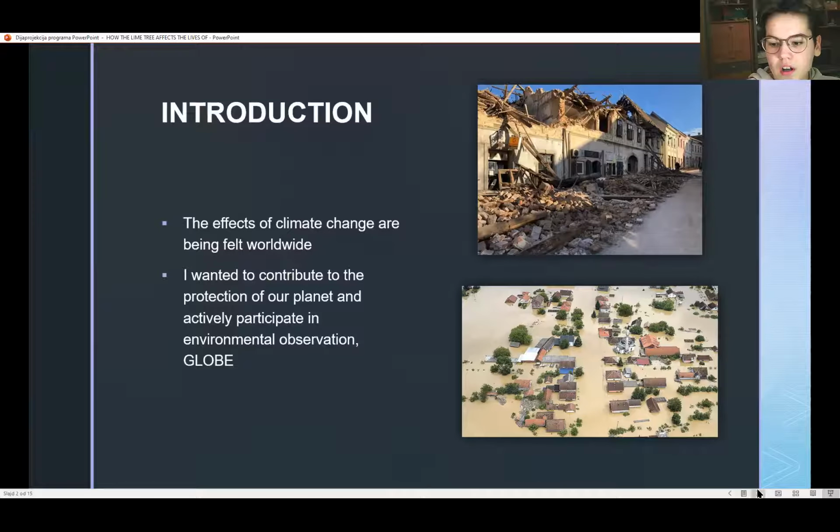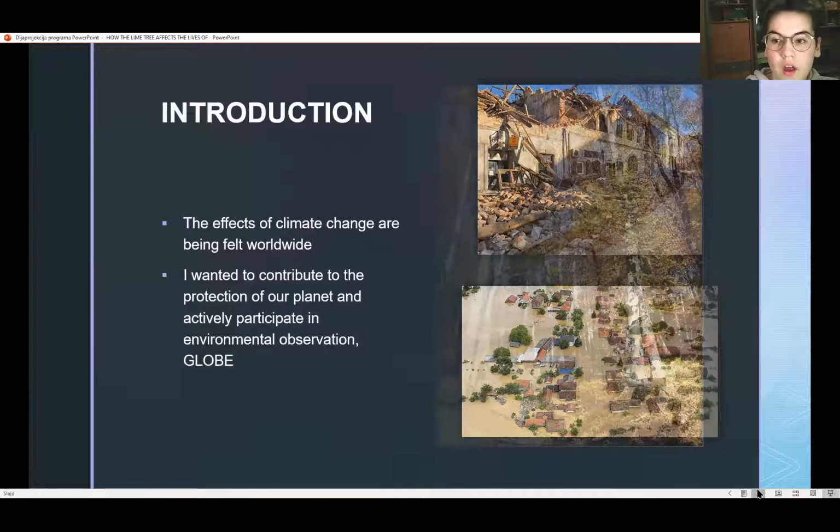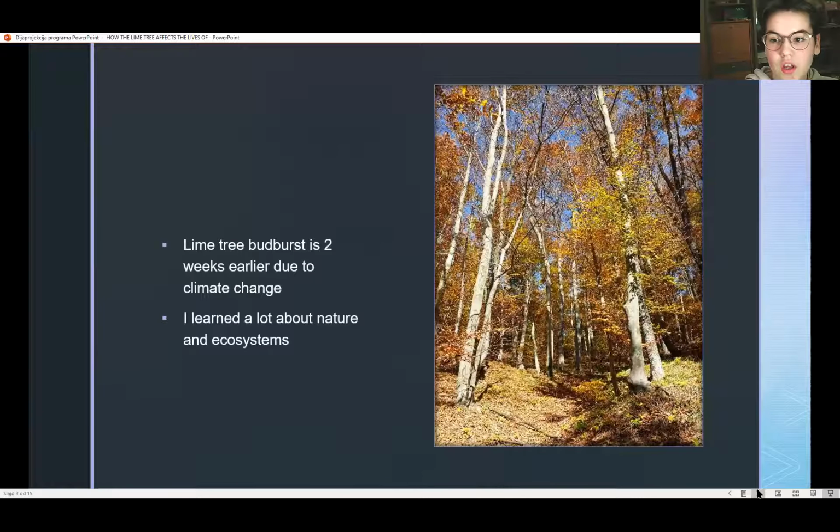As a part of the GLOBE program, I've been measuring and watching our lime tree in front of the school for 3 years now, and I noticed that this year, bud burst started 2 weeks earlier due to climate change. I learned a lot about nature and ecosystems, and I learned that all ecosystems are connected and that we are all dependent on each other.